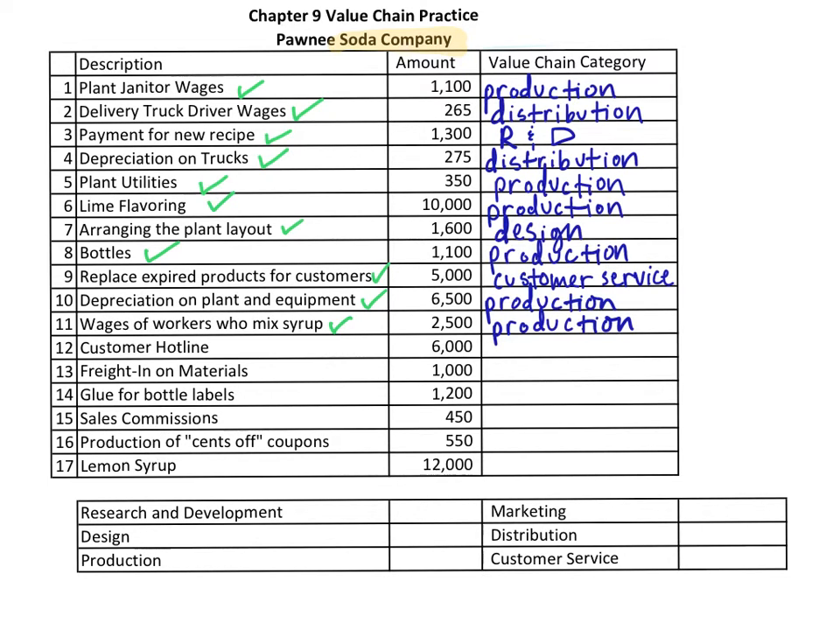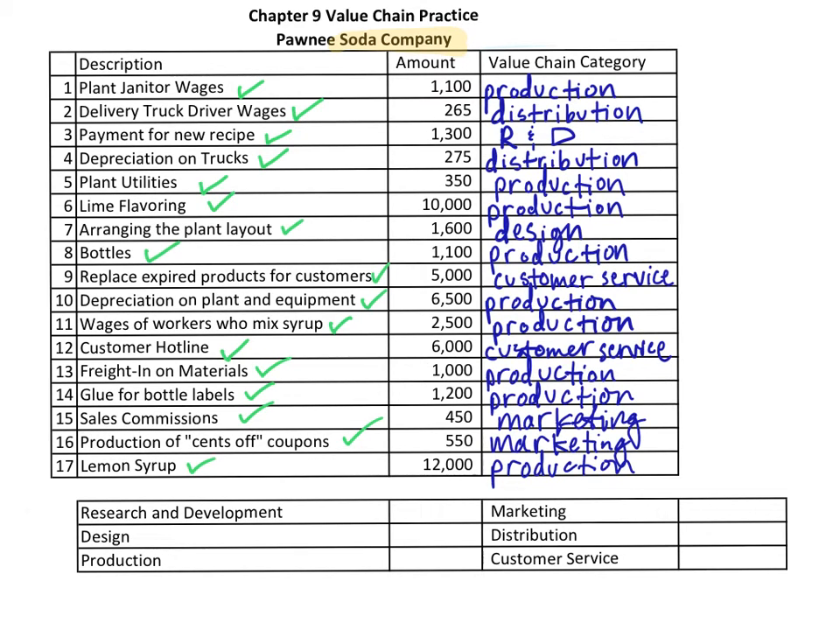Customer hotline. That is what our customers call to complain about a product or to get assistance. That is going to be customer service. Freight in on materials. So remember, when we ship our product to our customer, it's distribution. But when we are paying freight on our materials that we are bringing in, that goes under production. And it goes under production because it is considered part of the cost of our materials. Glue for the labels. That's once again part of the cost of producing our product in the factory. It's a production cost. Sales commissions. Those are going to go under marketing. Production of cents off coupons. Those are also going to go under marketing. And last of all, our lemon syrup, which is another one of our materials. So that's going to go under production as well.